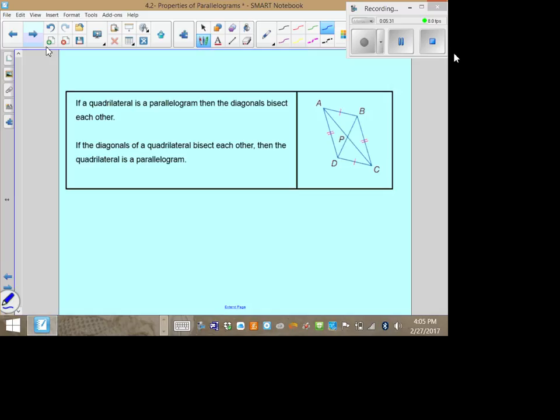Moving on to the next properties, we're going to say if a quadrilateral is a parallelogram, then the diagonals bisect each other. So bisect, that's saying that these two sides right here are congruent, and that these sides right here are congruent. So just note that bisect means that the diagonals on both sides are congruent. So also the converse is true. If the diagonals of a quadrilateral bisect each other, then the quadrilateral is a parallelogram.